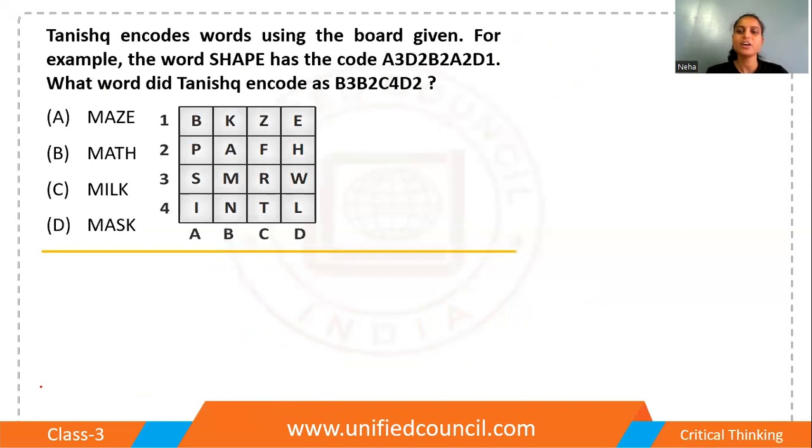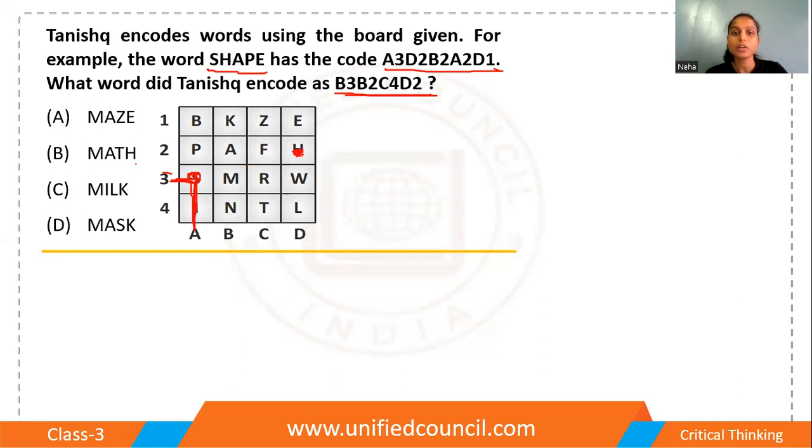All right, now let's move to the next one. Tanish encodes a word using the board given. For example, the word shape is coded as this. What word did Tanish encode as this one? So shape, that means S. S is what? S is A3. You have to take the down part.